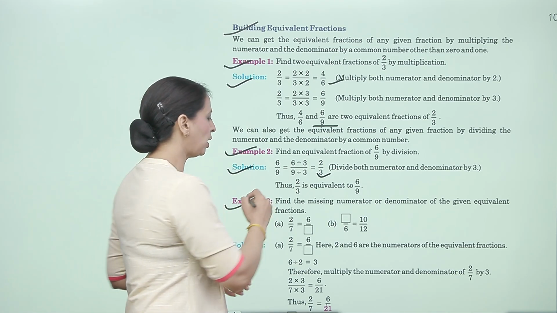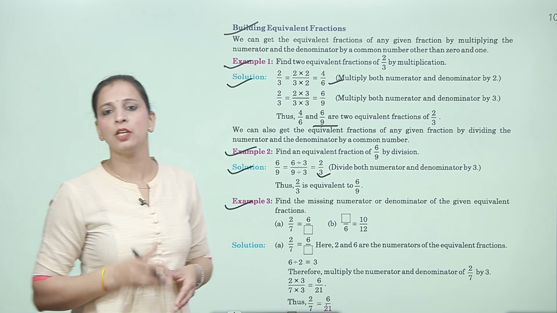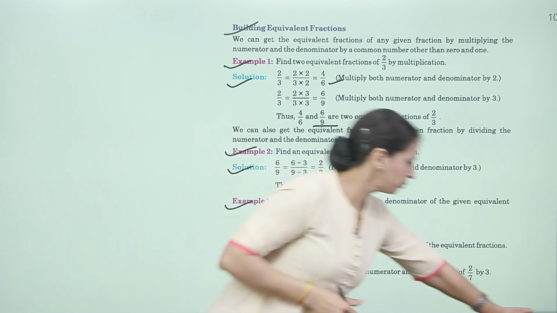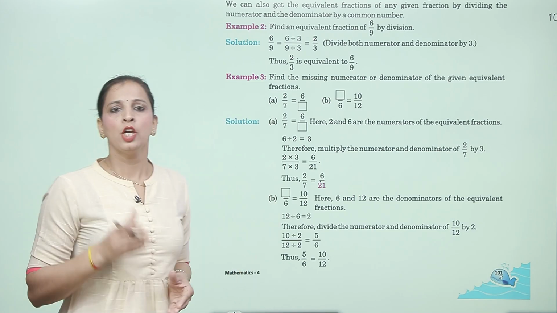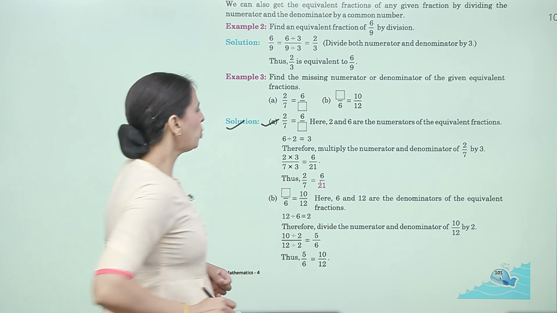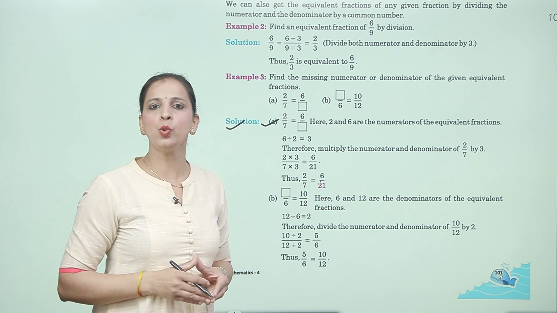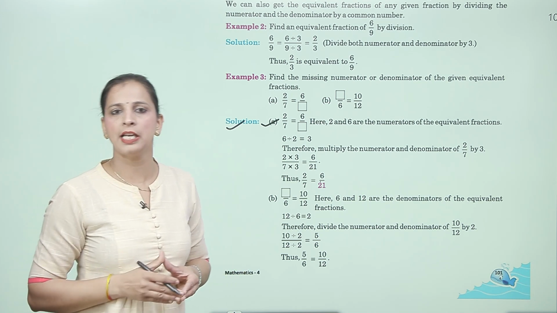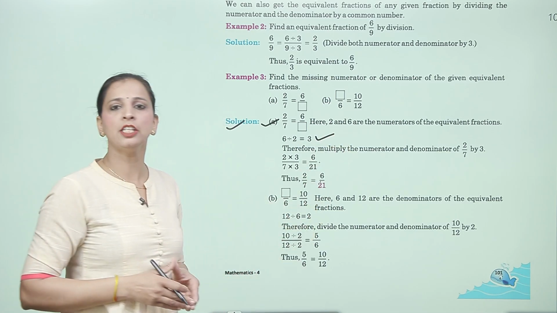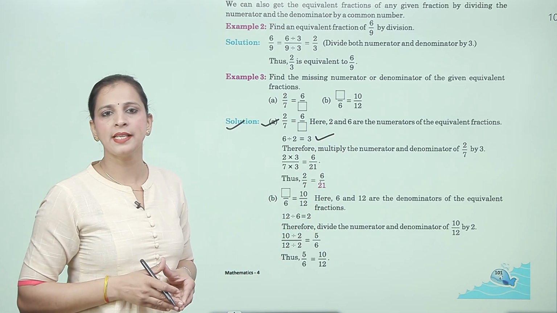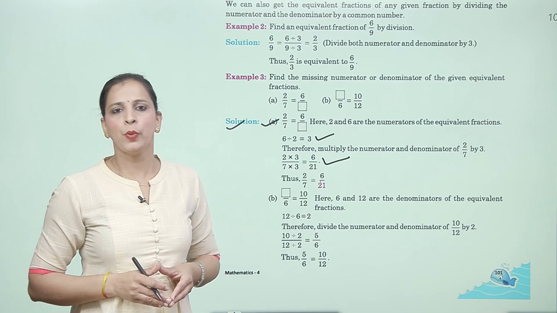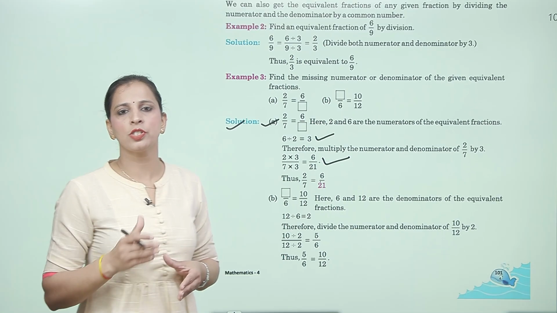Now next example 3, find the missing numerator or denominator of the given equivalent fractions. Now A part is 2 by 7 is equal to 6 upon missing. Solution: 2 by 7 and 6 upon. Here 2 and 6 are the numerators of equivalent fractions. 6 divided by 2 gets 3. Therefore, multiply the numerator and denominator of 2 by 7 by 3. When we multiply both by 3, we get 6 by 21. Thus, 2 by 7 is equal to 6 by 21.